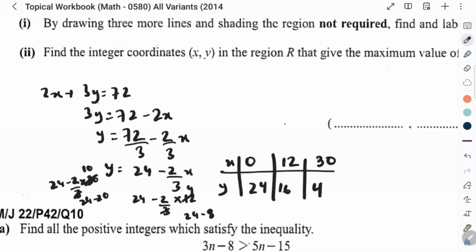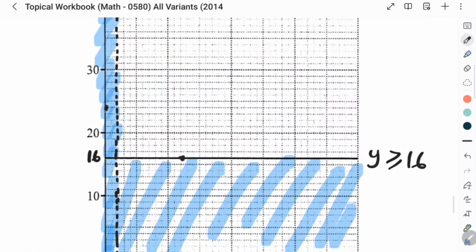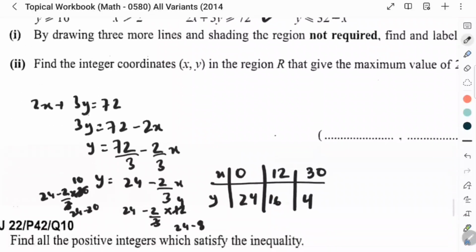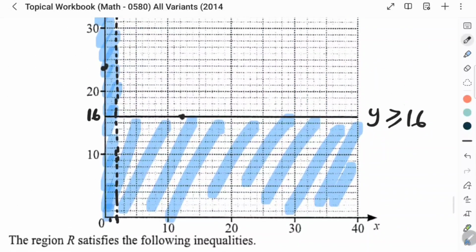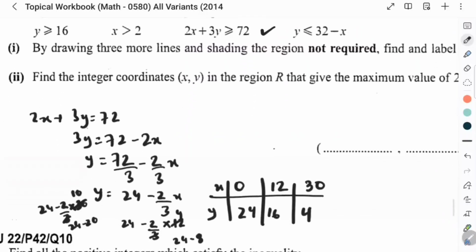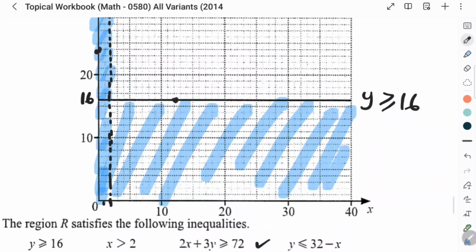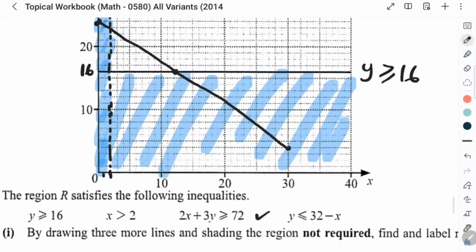Just plot the point (0, 24). This is here. Then the next one is (12, 16), here. And then the last one is (30, 4): 30 and 1, 2, 3, 4. Join the points. The inequality is 2x plus 3y is greater than or equal to 72. So we'll shade below the line because the required region is above.